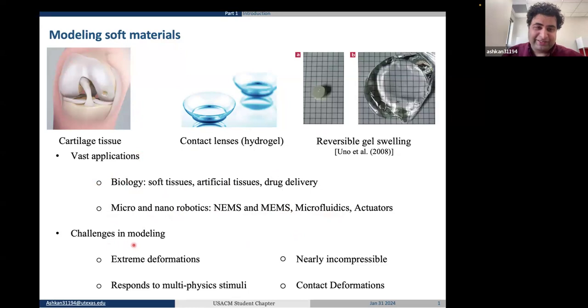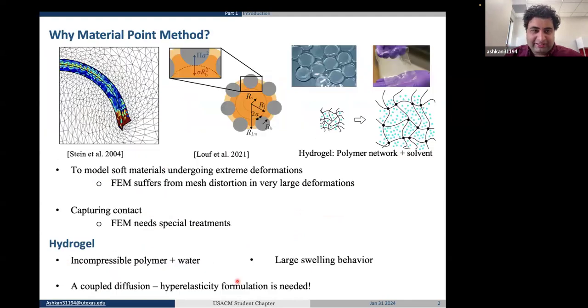But there are a couple of challenges in modeling these soft materials. They undergo extreme deformations. They are nearly incompressible. They respond to multiphysics actuations. And there are a lot of contact deformations happening when you want to model these materials.